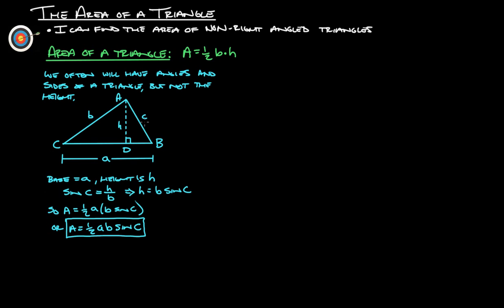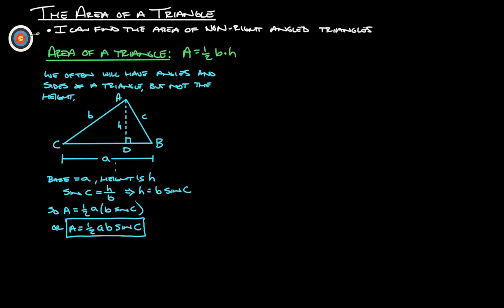So if we label everything here, across from big C is little c, across from big B is little b, across from big A is little a. This point here we're just calling D. We know that the base here is going to be side a, and the height is going to be h.